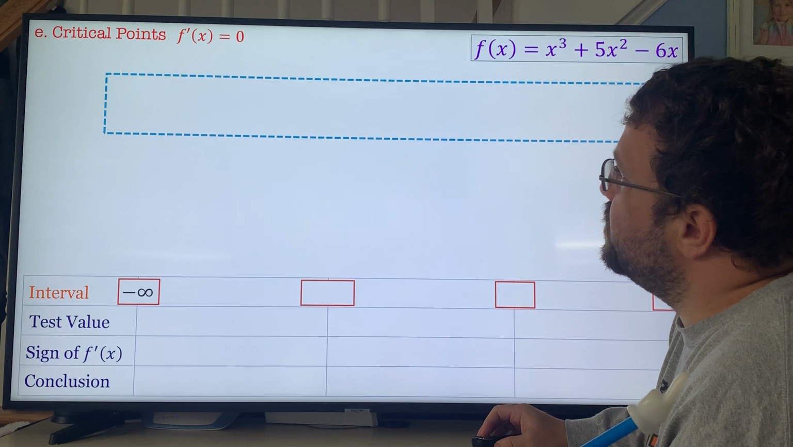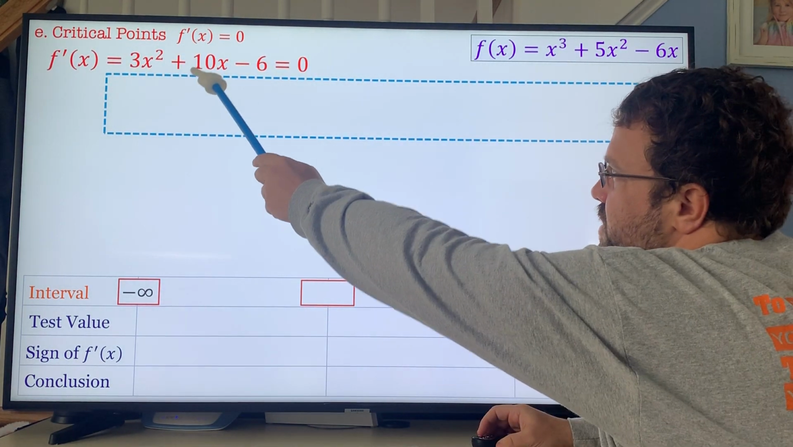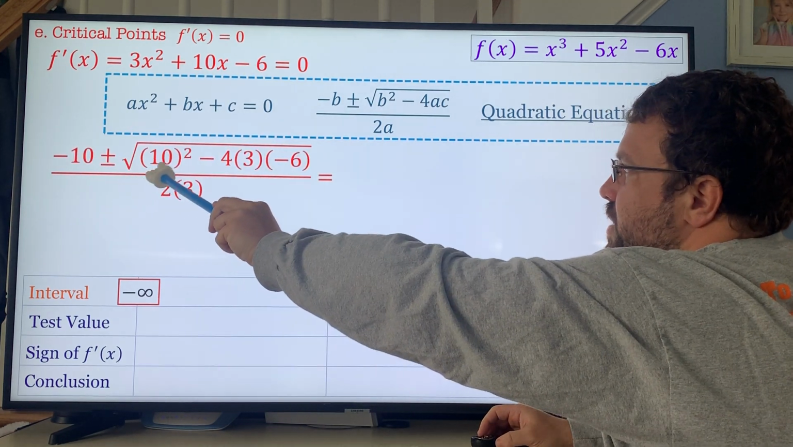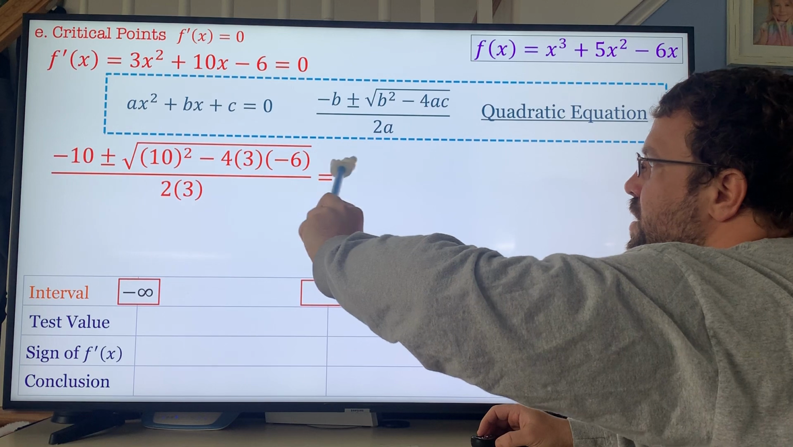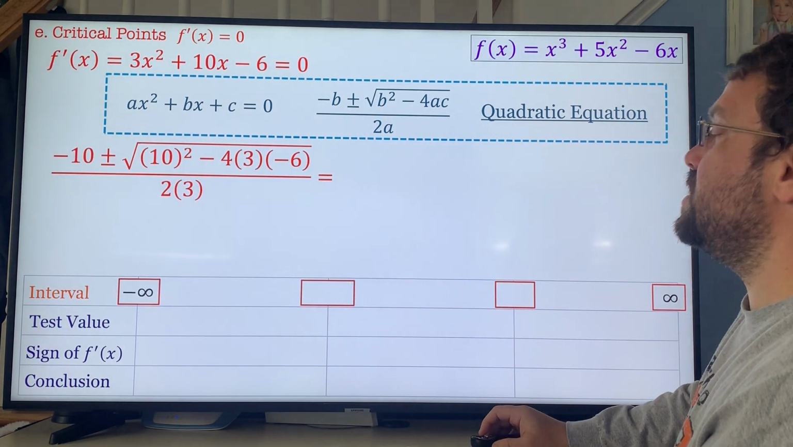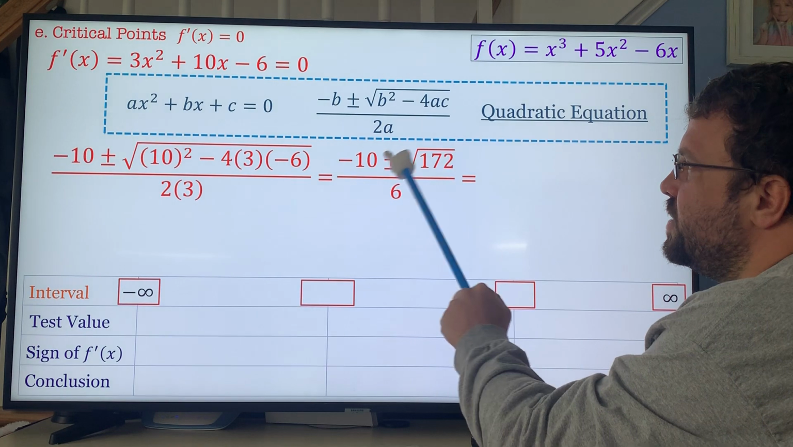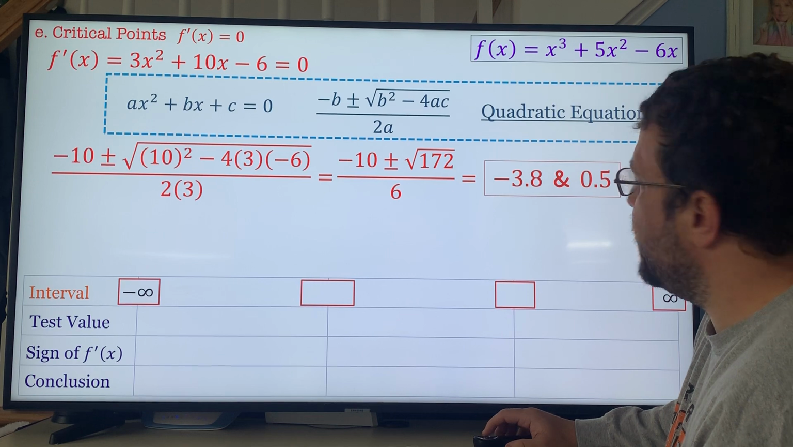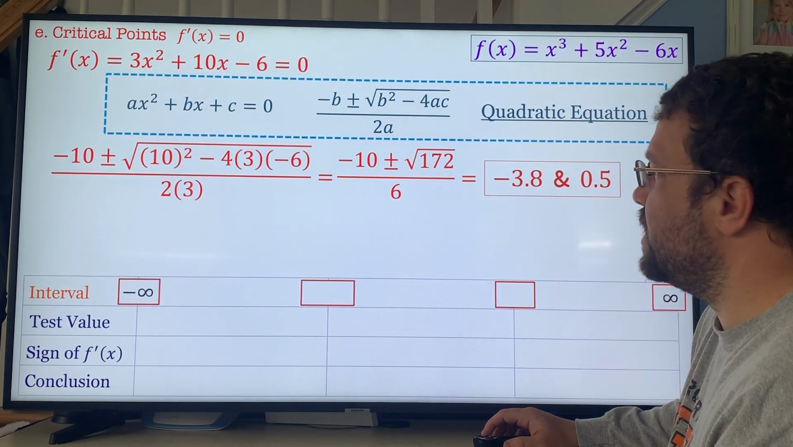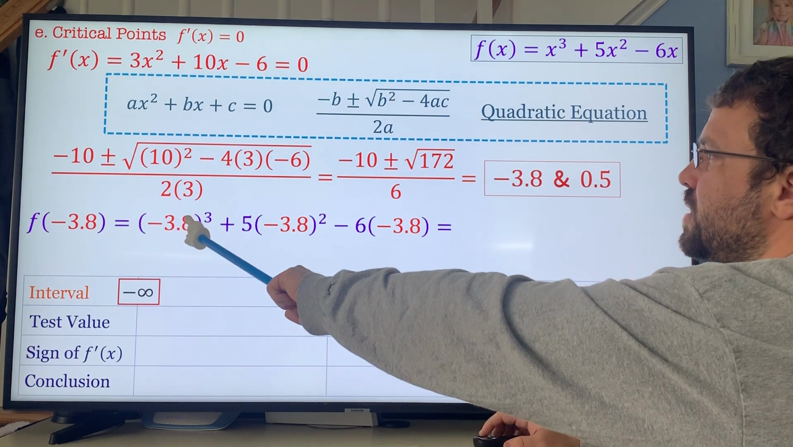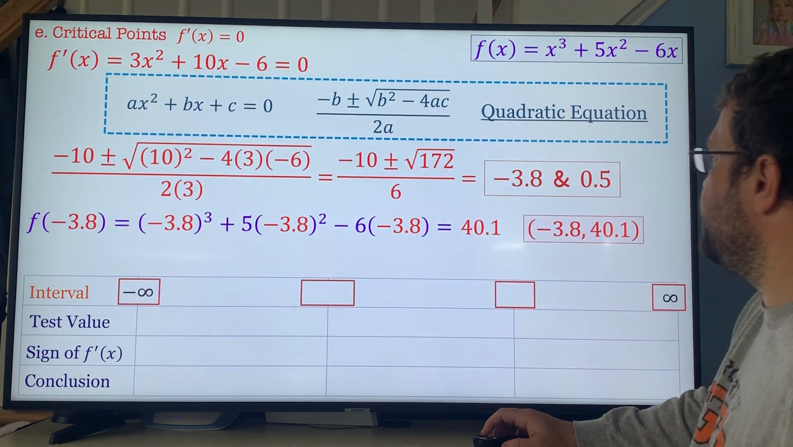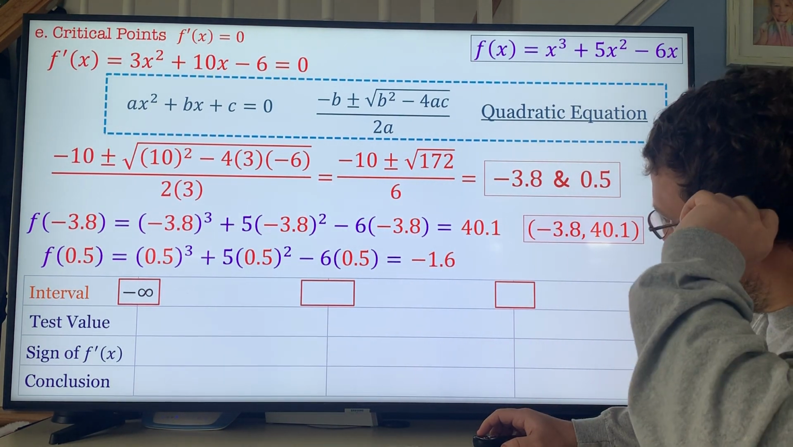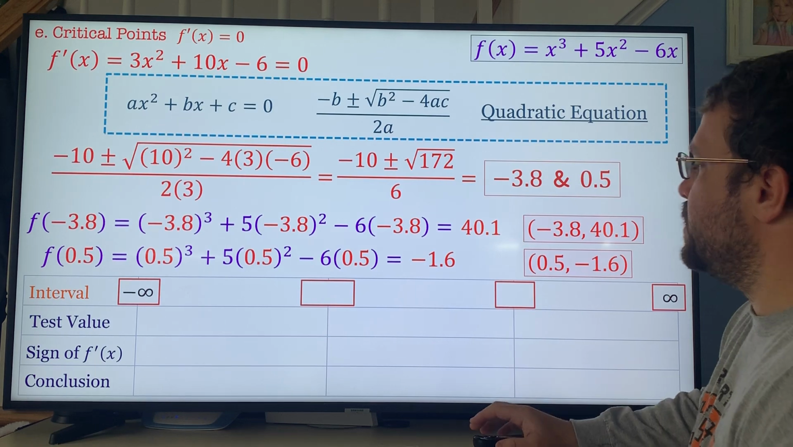All right, you're going to have to use the quadratic formula here because there is no easy way to do this. A, B, C. Negative 10 plus or minus radical 100 plus 12 times 6 is 72, over 6. Oh, there you go, 172. Add it, subtract it, you get your two numbers, negative 3 and 8/10, and so on. Type in negative 3 and 8/10, you get 40.1, or 40 and a tenth. Type in a half, you get negative 1 and 6/10. All right, those are your two equations.